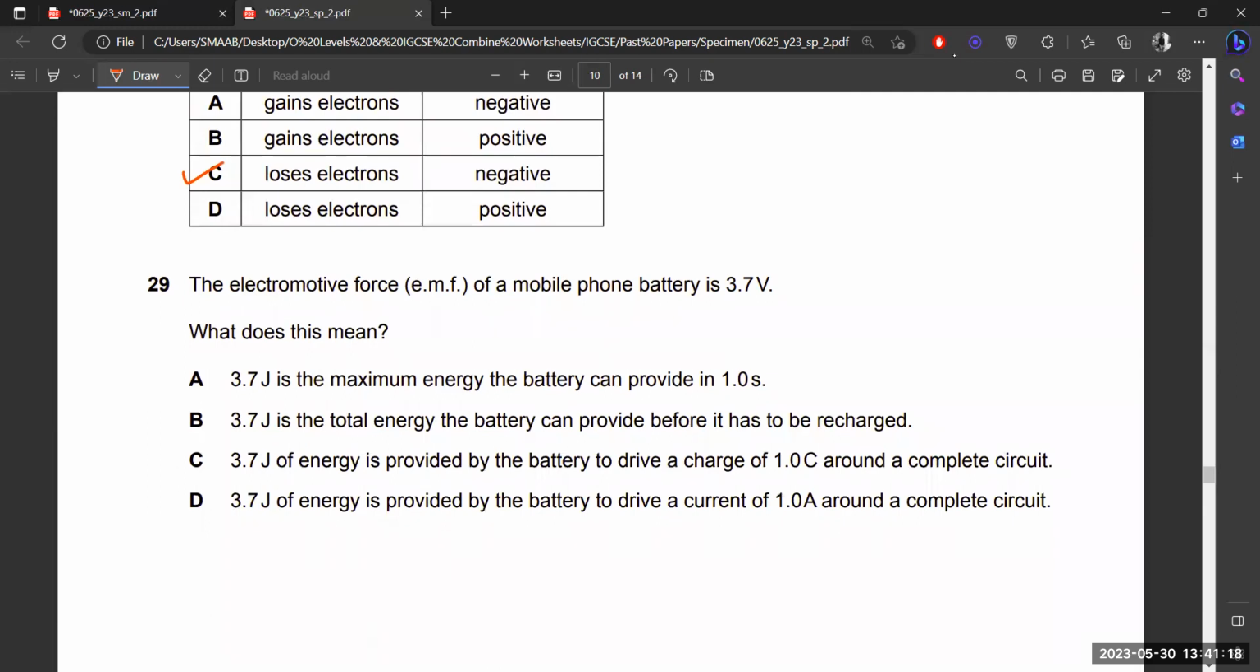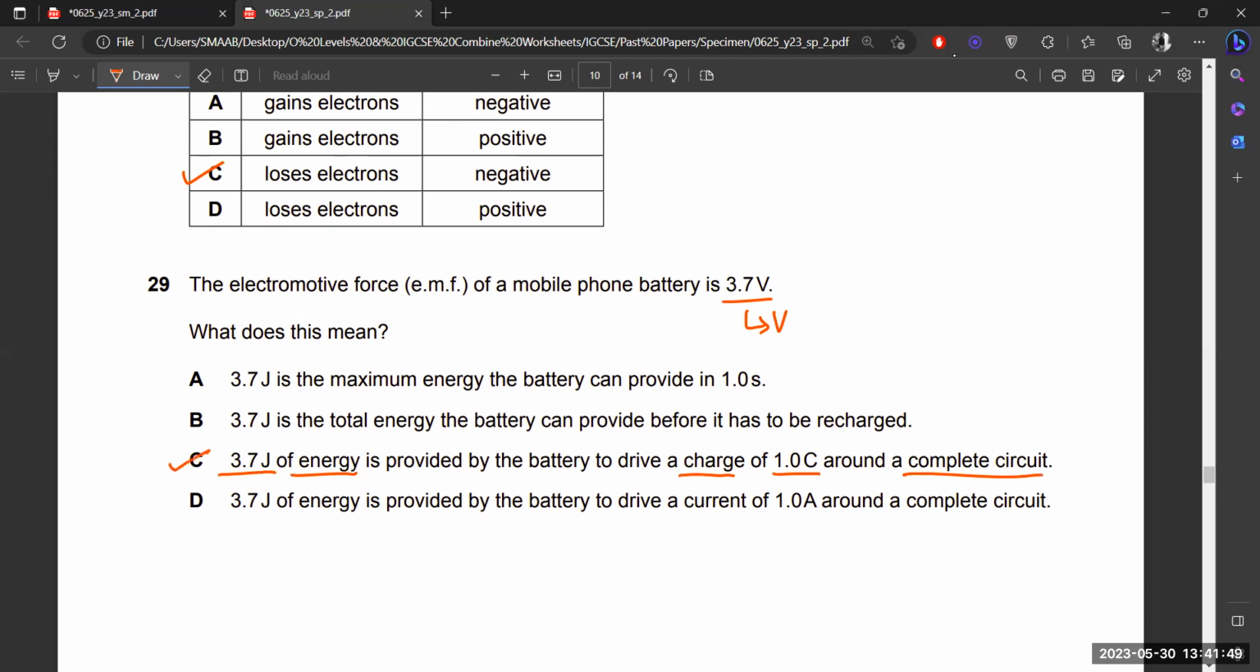The EMF of a mobile phone battery is 3.7 volt. What does this mean? We know the concept that EMF is the amount of energy required to move a unit charge around a whole circuit. According to that definition, you just need to find the right choice. So 3.7 joule of energy is provided by the battery to drive a charge of 1 coulomb around a complete circuit. That is the right definition for the EMF.